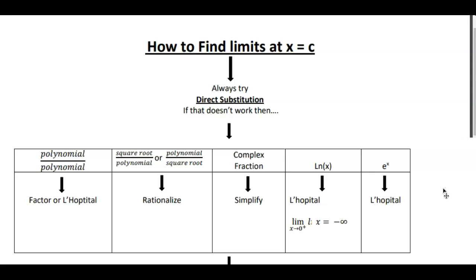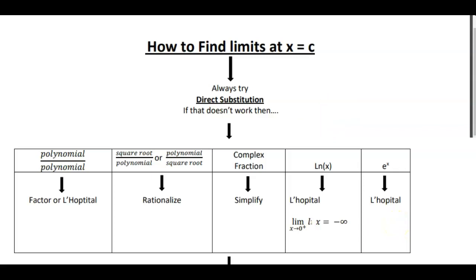Something that is kind of worth pointing out is that when you take the limit of a natural log function, as x approaches 0 from the right, it's negative infinity. We talked about why that is because they look like this. So as you approach 0 from the right, it goes to negative infinity. That's kind of the only detail you need to worry about here when you're trying to find a limit at x equals c.